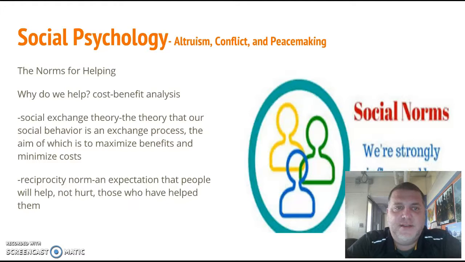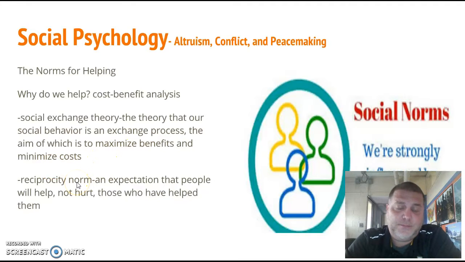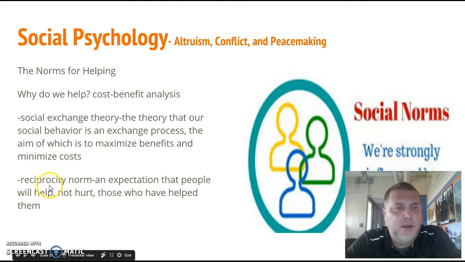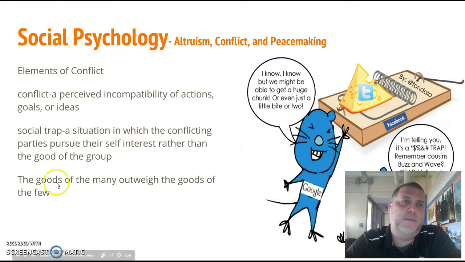Social exchange theory states that our social behavior is an exchange process, the aim of which is to maximize benefits and minimize costs. So you want something to happen. If you give something good, you might want them to say thank you. You might want them to give you $1, I don't know, whatever. The reciprocity norm is an expectation that people will help, not hurt, those who have helped them. So if you help somebody else, you expect somebody else to help you back, and vice versa.